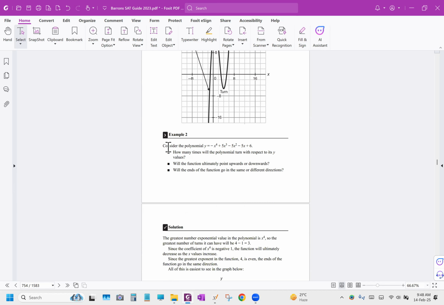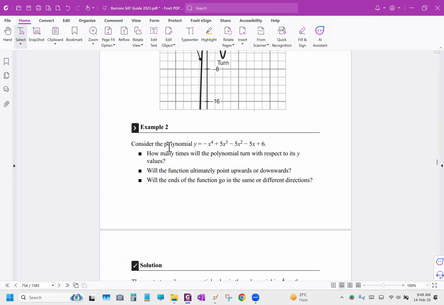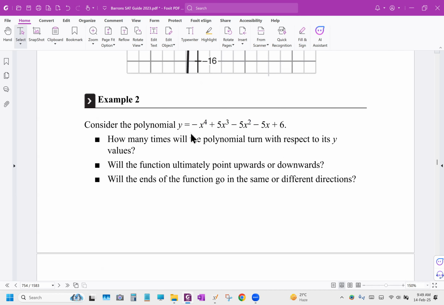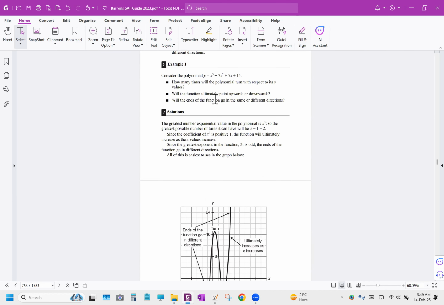So, same problem. Example number 2. Consider the polynomial y equals negative x to the power 4 plus 5x cubed minus 5x squared minus 5x plus 6. How many times will the polynomial turn with respect to its y values? Will the function ultimately point upwards or downwards? Will the ends of the function go in the same or different direction? We just need to go through this rule.